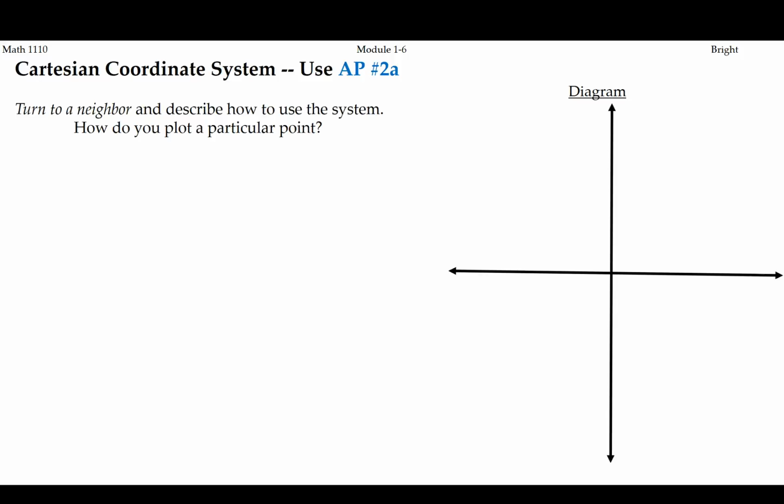So when we use the Cartesian coordinate system, I want you just to think back, okay, when maybe you've seen this before, how do you use a system? So if I give you a particular point, how do you plot it? And I want you just to pause the video here and answer that question for yourself.